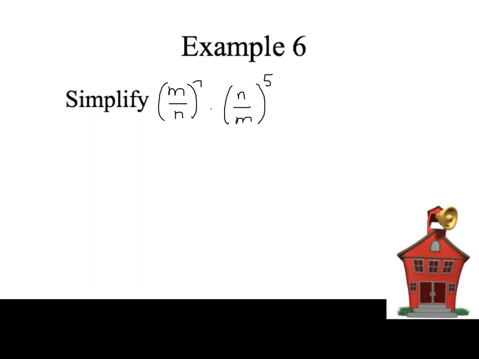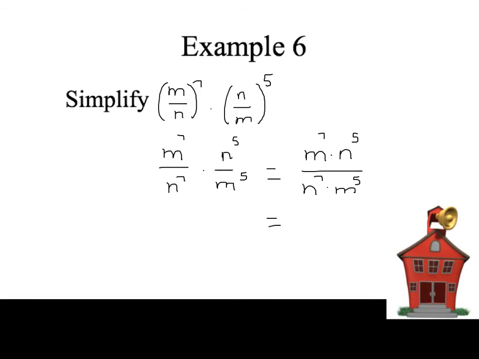In example 6, we have a number of properties that need to be applied again. We need to distribute these exponents. So we'll have m to the 7th over n to the 7th times n to the 5th over m to the 5th. If we multiply top times top, we'll have m to the 7th times n to the 5th over n to the 7th times m to the 5th.